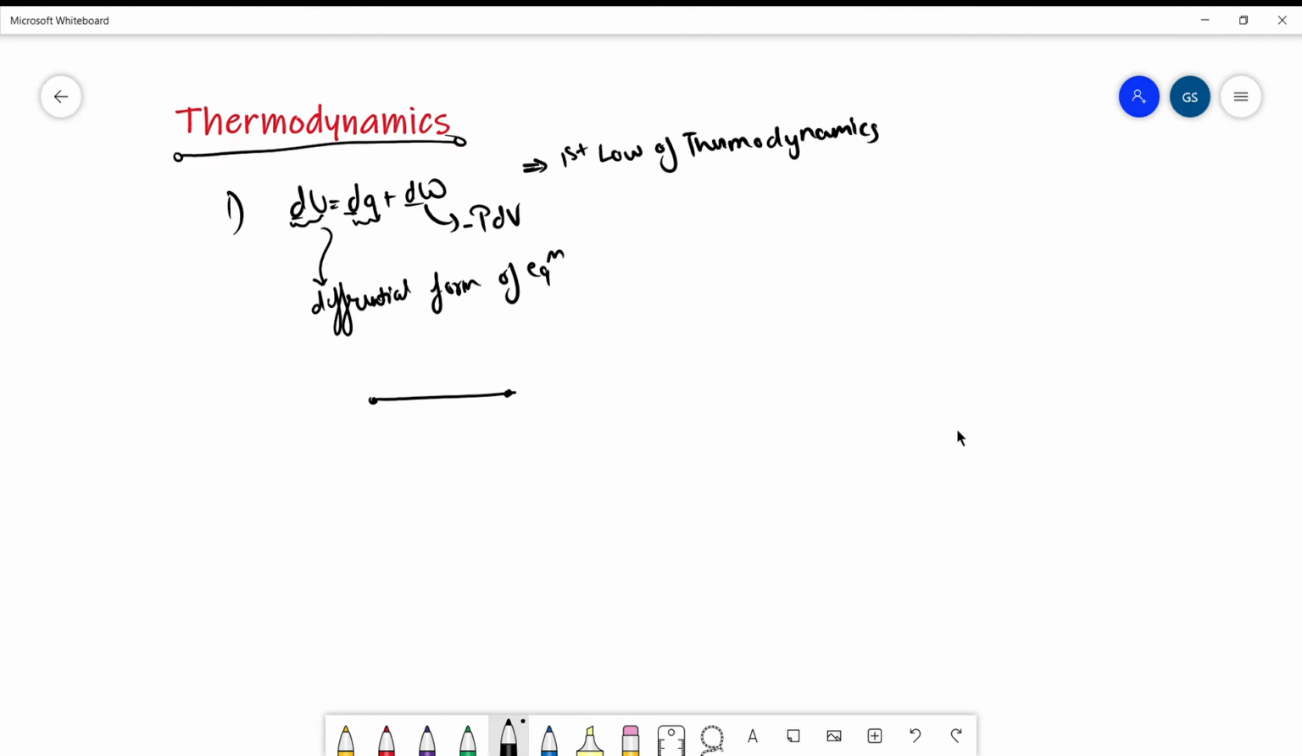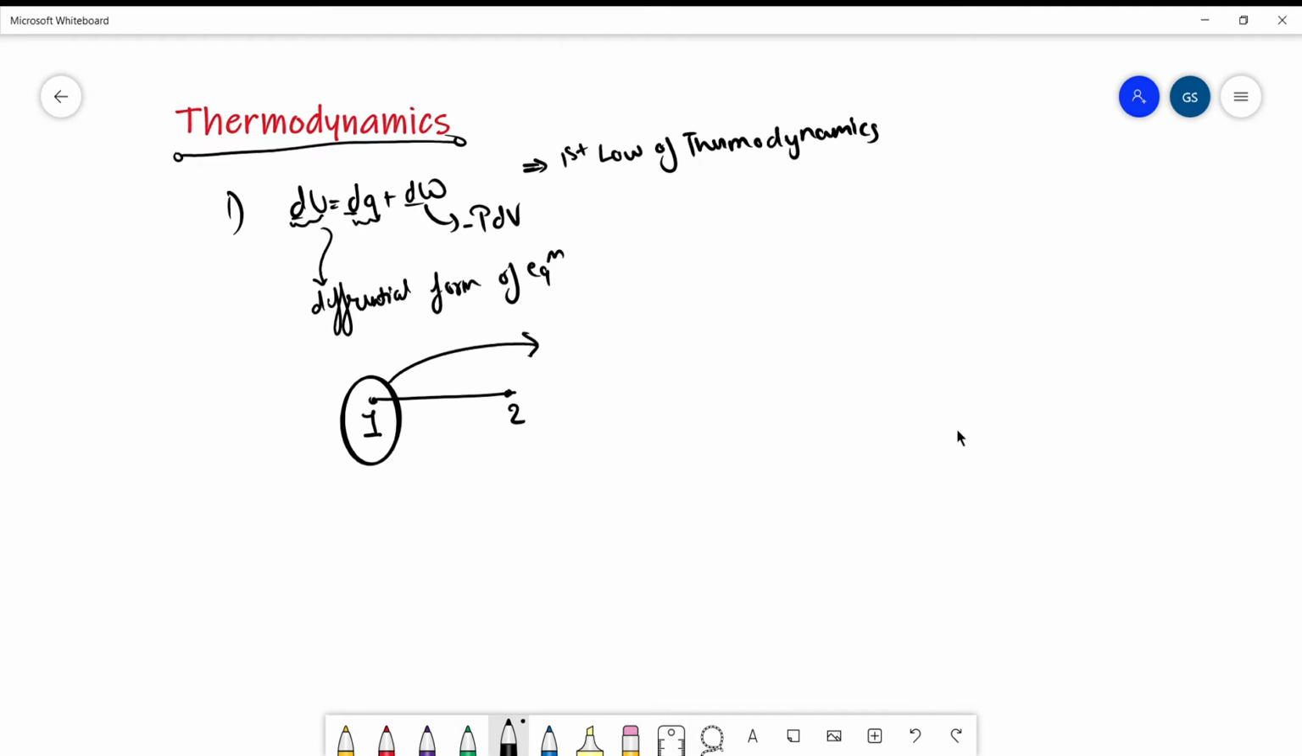Let's say a process is going between point 1 to point 2. So there will be some change in energy which will be written as dU. There will be some heat transfer which is written as dQ, and there will be some work done which will be written as dW. But what is the condition at any one state?